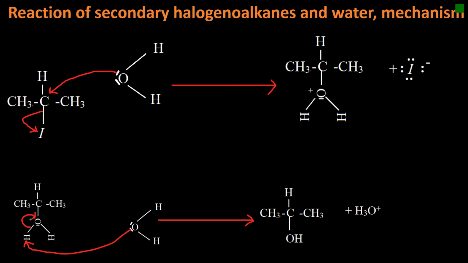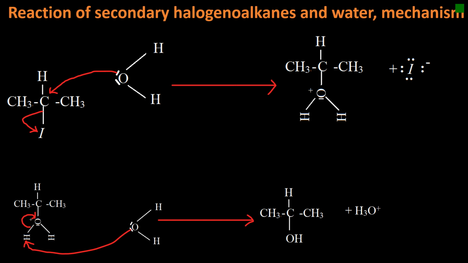As you can see here, it is happening in 2 steps like the primary alkyl halide. But the 2 steps are not all going to determine the rate of this reaction. The only one which determines the rate of the reaction is the slow step. And the slow step is the first step where there is breaking of the bond of carbon and iodine. And the second step is fast and is not considered when we are looking at the rate of reaction.